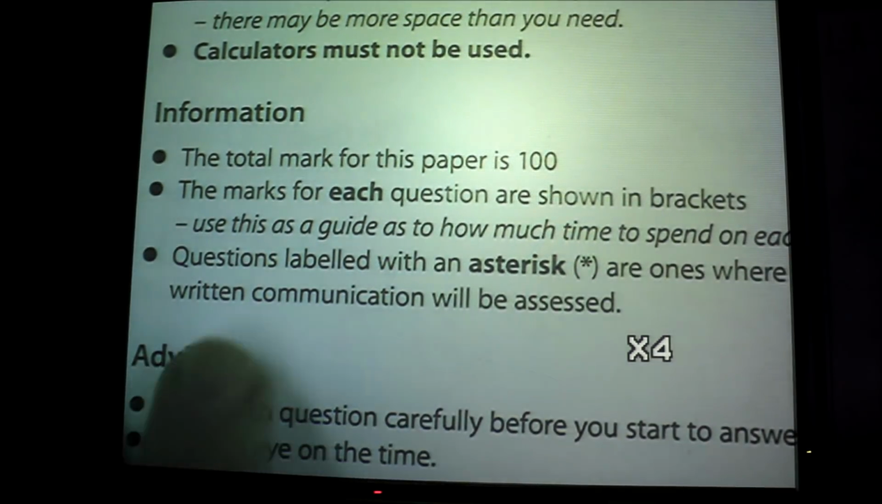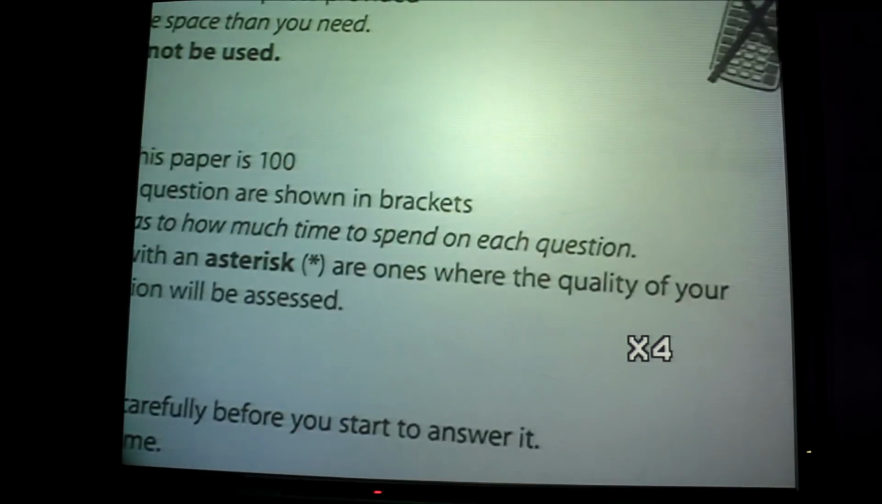And on the front of your exam paper it will tell you that you are given marks based on the quality of your written communication. If you've never read it, it's down here, look. Questions labelled with an asterisk are ones where the quality of your written communication will be assessed. So it's very possible to get a lot of marks on this without even getting the answer right.